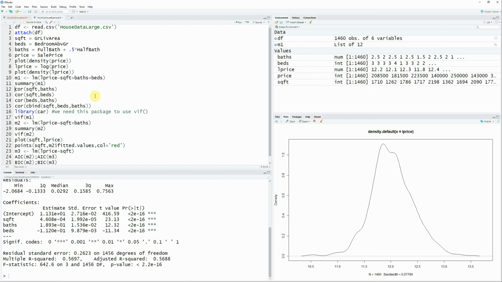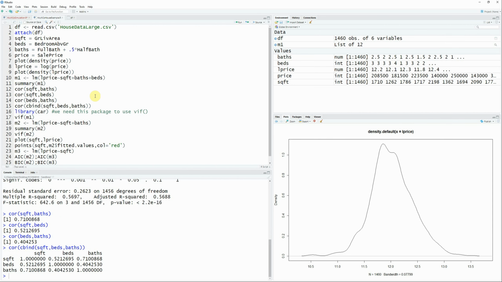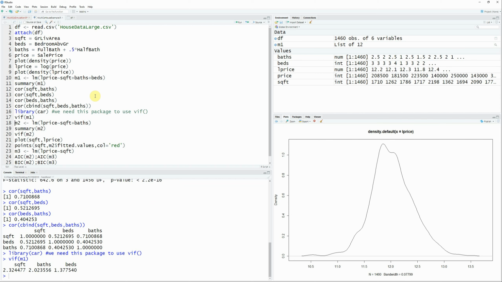Let's look at the correlation between the square footage, bathrooms and bedrooms, binding them together, and then look at the matrix of it. And we see that the smallest number is 0.4, which is the correlation between number of bedrooms and bathrooms. We can also use the VIF function from library car, and here we don't see values that are greater than 10, not even greater than 5. So this is an example where VIF is not showing us that there is some problem going on here.